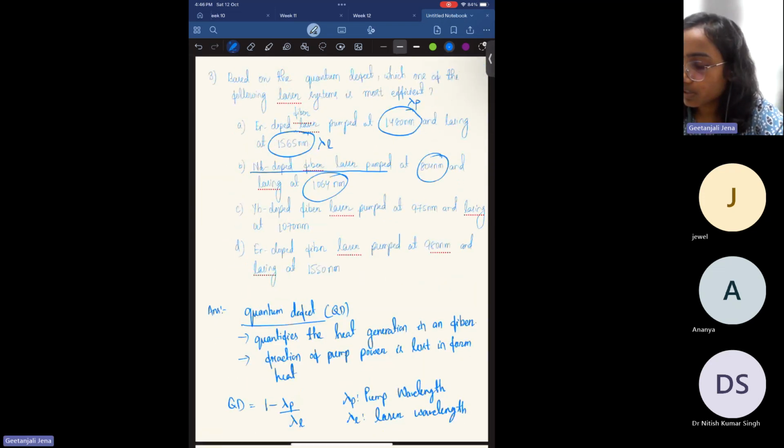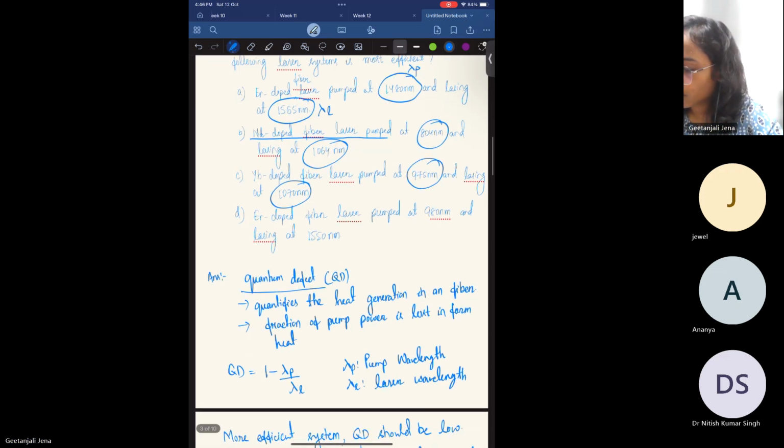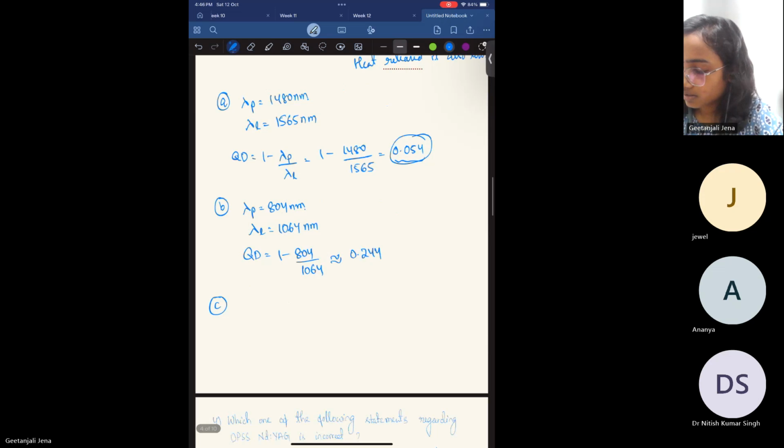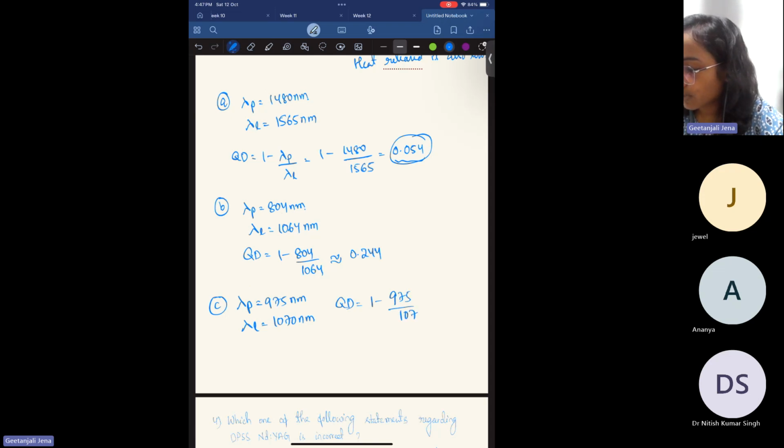Let us quickly see what lambda p and lambda L are for the third option. The third option is Yb doped fiber laser pumped at 975 nanometer and lasing at 1070 nanometer. So lambda p is 975 nanometer and lambda L is 1070 nanometer, which gives QD equal to 1 minus 975 divided by 1070, which will come around 0.088.